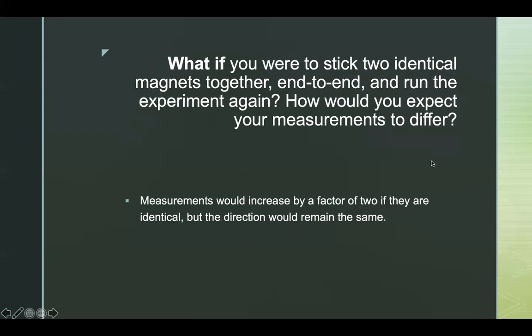And what if the two sticks were identical and end to end, and then you run the same experiment again? How would you expect your measurements to differ? Measurements would increase by a factor of 2 if they are identical, and the direction would remain the same.